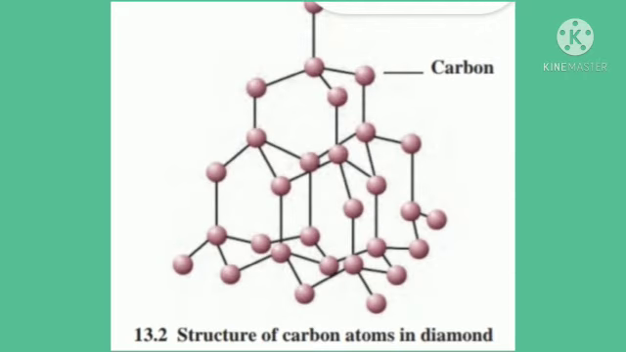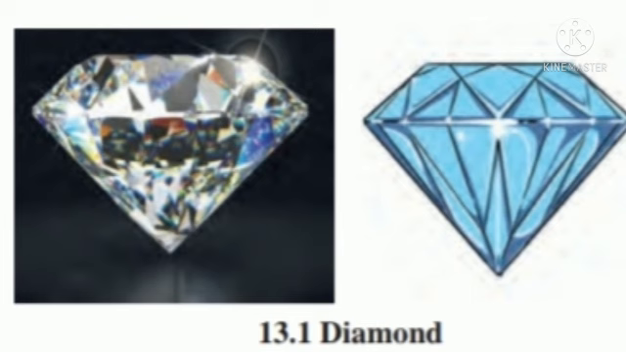Now let us see about the structure of diamond. In diamond, every carbon atom is bonded to 4 neighboring atoms by covalent bonds. Therefore, diamond has a tetrahedral 3-dimensional structure which makes it very hard. Now let us see about the properties of diamond. Brilliant and pure diamond is the hardest natural substance.